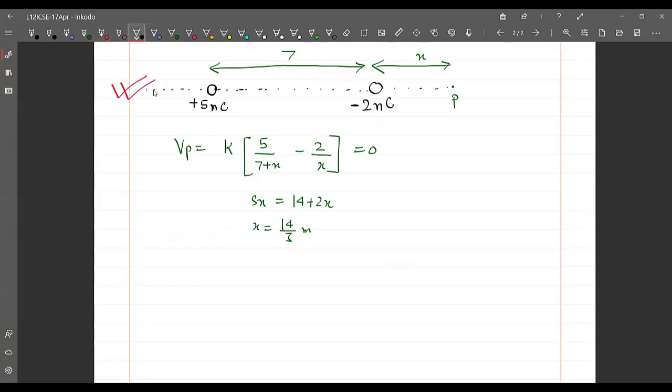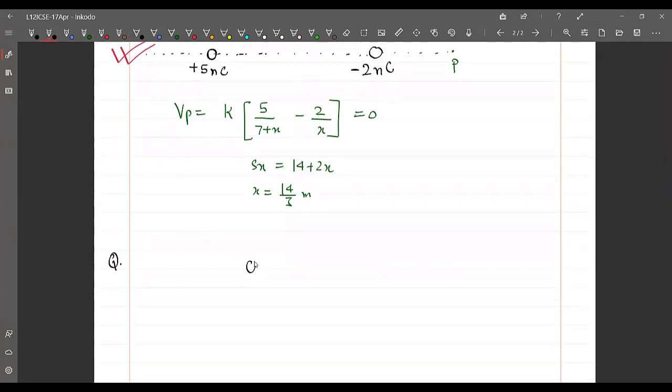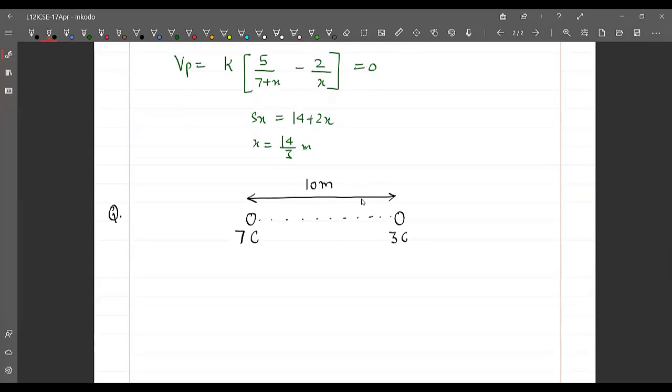I'll give you a similar question again. Let us see if you can make it right. This time I have 7 coulomb here and 3 coulomb here, and they are separated by a distance of, let us say, 10 meters. Find the points at which potential is 0. This charge is negative. This charge is negative.